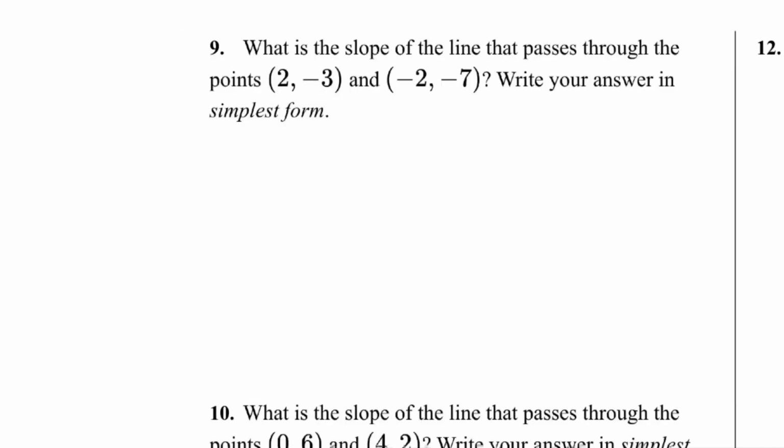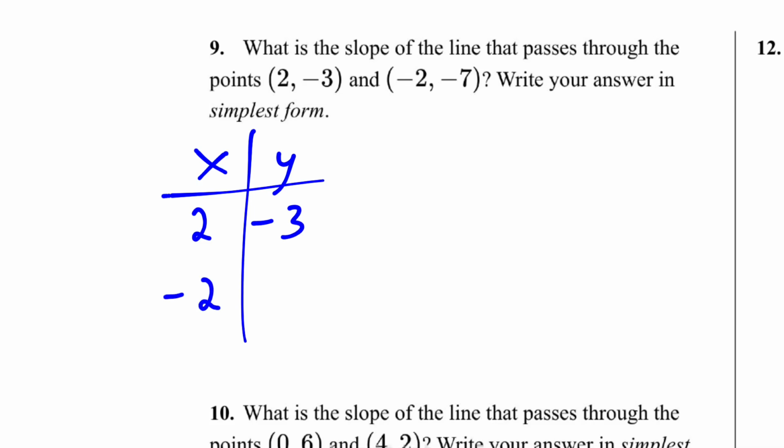There's a couple different ways to find the slope given points. The way we covered in class was to create a table. Write 2, -3, and -2, -7. And we are looking at what is the pattern. How much are we increasing or decreasing? You'll notice that the y's, we subtract 4. And for the x's, we also subtract 4.